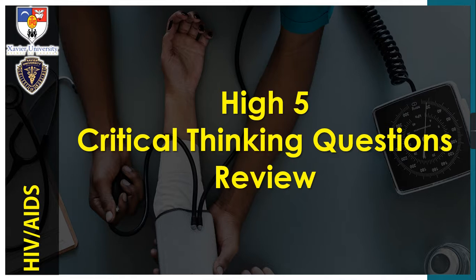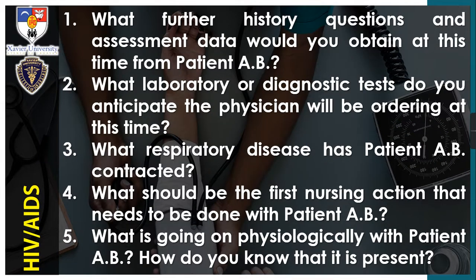High 5 critical thinking questions review. Number 1, what further history questions and assessment data would you obtain at this time from patient AB? Number 2, what laboratory or diagnostic test do you anticipate the physician will be ordering at this time? Number 3, what respiratory disease has patient AB contracted? Number 4, what should be the first nursing action that needs to be done with patient AB? Number 5, what is going on physiologically with patient AB? How do you know that it is present? So you have to answer this one, and of course you have to submit the requirements at the end of the week.